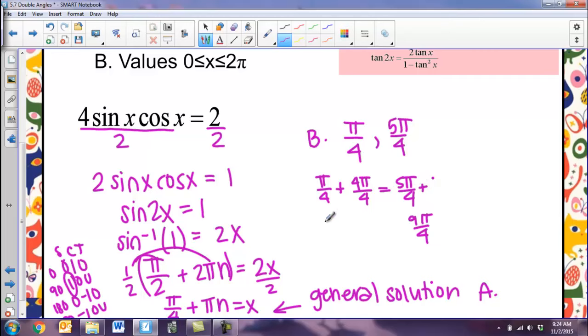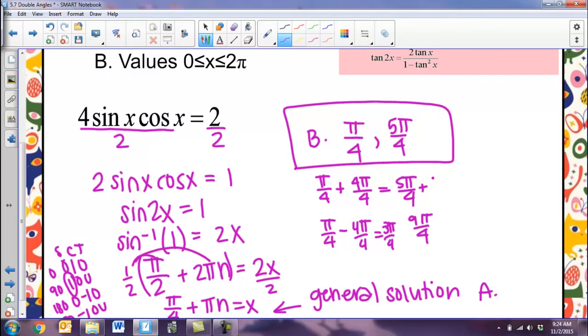Same deal if I subtracted pi. That would get me negative 3 pi over 4, and that's not in the range they wanted. So these are the only 2 solutions in that range. Okay, and that's basically what we do with double angles. You can prove things using double angles, but remember, you have your formula chart there all the time. Have a great evening.